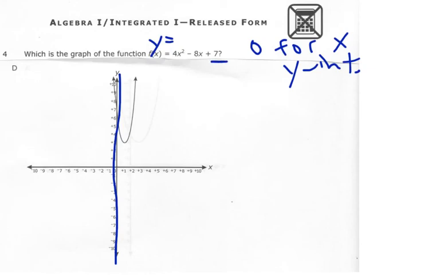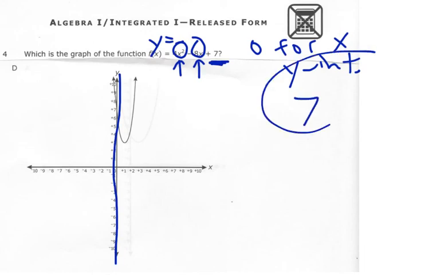So let's look there. Our y-intercept right here is 7, because if I plugged in a 0 for x, 0 squared times 4, that's 0. And then 8 times 0, that's 0. So it's really just 0 plus 7. So your y-intercept is going to be 7. Honestly, this one's really easy if you just look at the y-intercept, because A, B, and C all have different y-intercepts. This is the only one, answer choice D, that has the correct y-intercept.